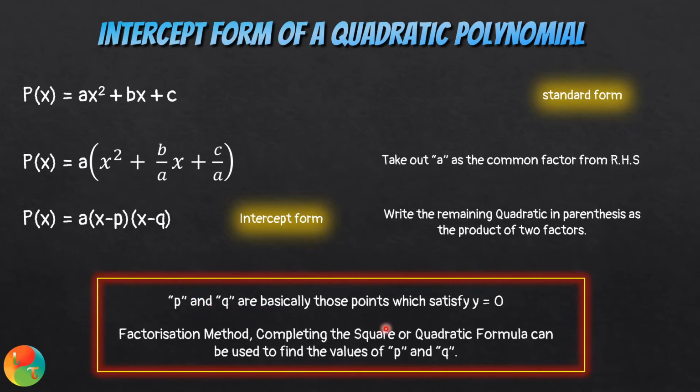P and Q are basically those points which satisfy y is equal to 0. It means P and Q are basically the roots of equation y is equal to 0. Factorization method, completing the square, or quadratic formula can be used to find the value of P and Q. Then after that you can simply write this quadratic expression in the parenthesis as the product of two linear factors.